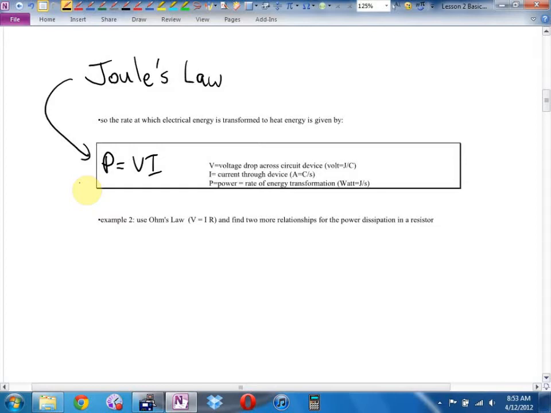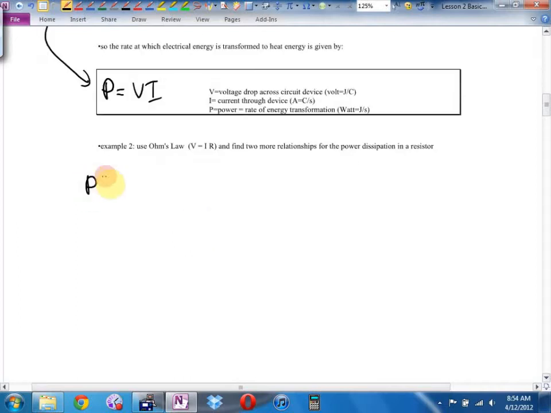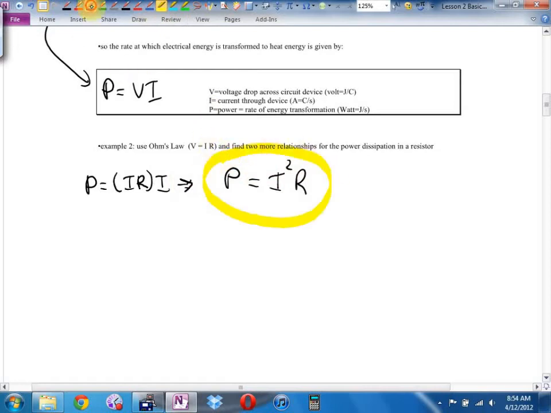Now, it's funny, Sean, this is the one that shows up on your formula sheet. This is the one that I almost use the least. There's actually two other versions. Because V equals I times R, you can write this as power equals I times R times I, because V is IR. What's an easier way to write I times I? This one's not on your formula sheet, but it's pretty easy to derive. I end up using this one the most. Oh, there's a third one.